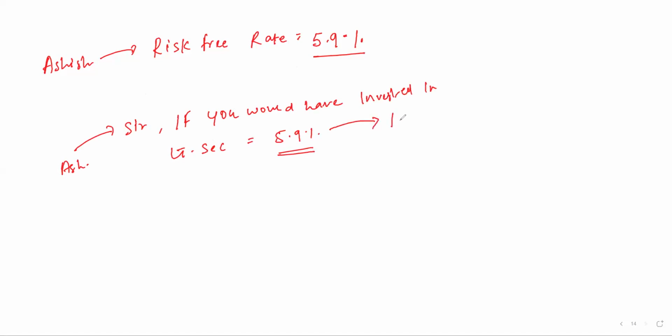I will provide you with 5.9% return. So, sir, please invest in my company and I will provide you with 5.9% of return, like what government securities were providing you. Everyone with me till here? Please let me know. Otherwise, once we are done with this whole part, it would be very difficult for me to explain this again.